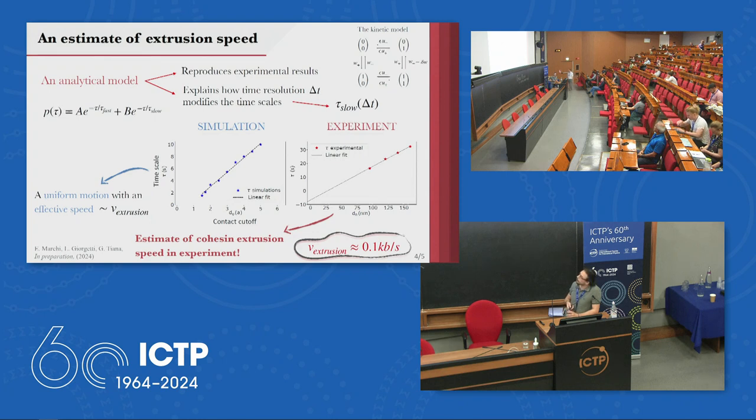And if we apply this same line of reasoning on the experiment, we can get an effective velocity that is in a way an estimate, actually a lower bound, of the cohesin extrusion speed in the experiment that we found to be around 0.1 kilobases per second. That is not far from some recent findings in experiments in vivo. So this was our main finding.